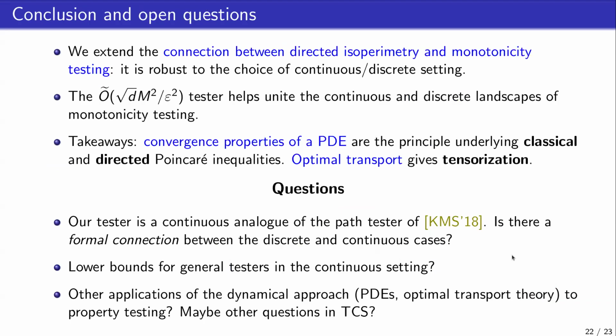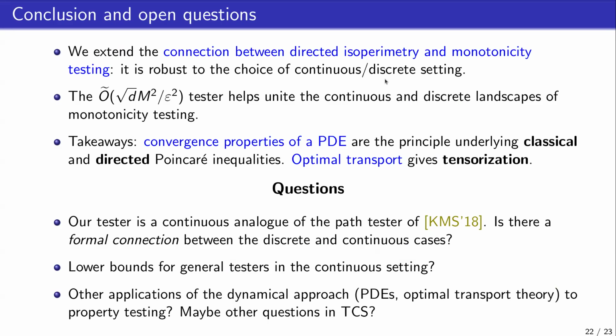So that concludes what I wanted to say about the paper itself. And for some concluding thoughts and open questions here, the main theme of this work is that we were interested in extending this connection between directed isoperimetry and monotonicity testing. And in particular, one takeaway here is that this connection is really, really robust to the choice between discrete and continuous settings.